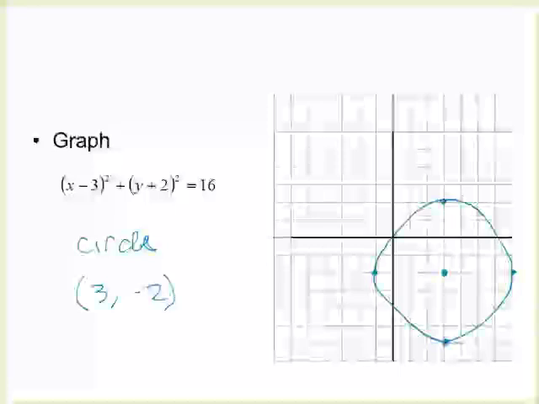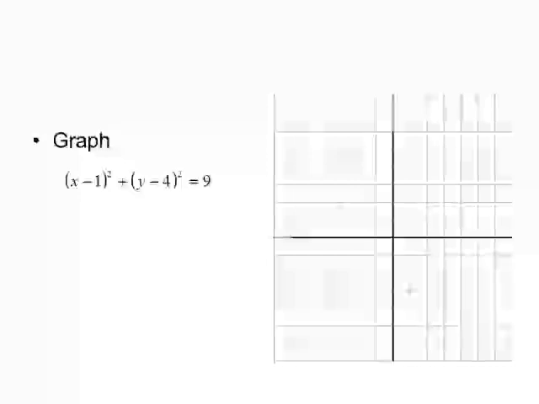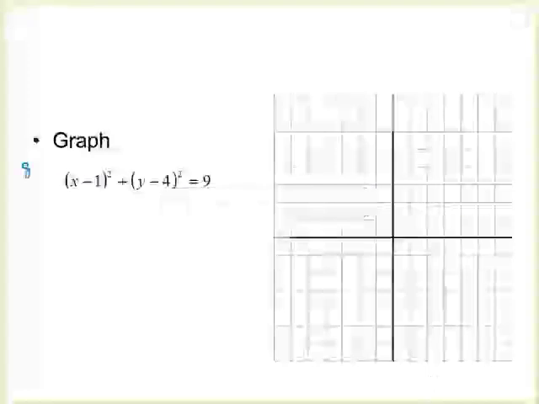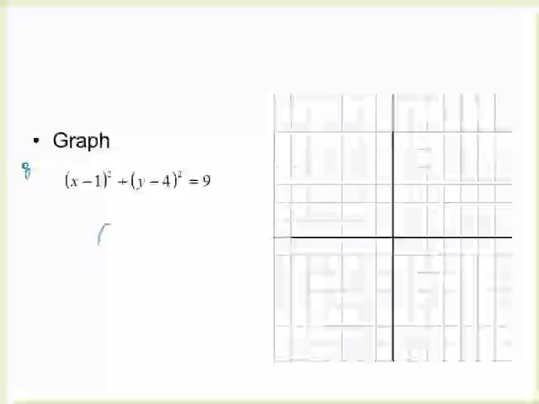Can they all be circles? They will not all be circles, but the next one is a circle, so go ahead and try this one. This one is a circle again, so we need to place the center, which will be at the opposites of the numbers in the parentheses. So our center is over 1 and up 4.